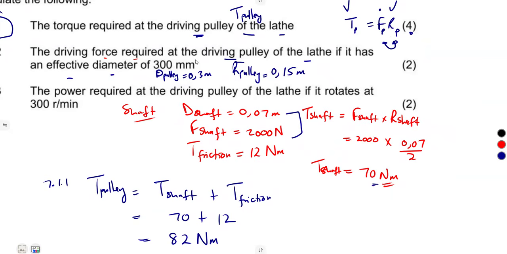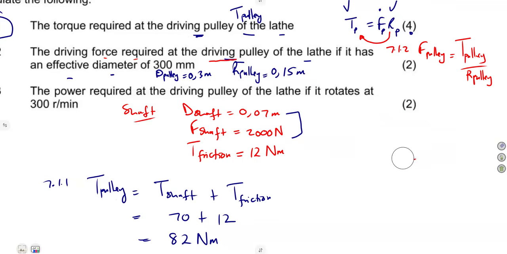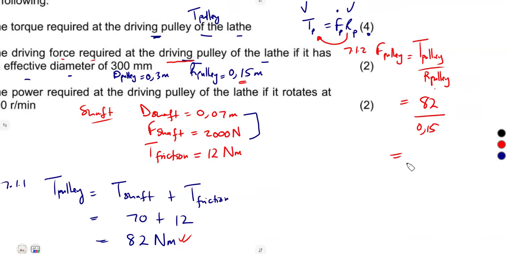So you can have the driving force required at the driving pulley. You are still working with the pulley, so this is from this formula. We can have it as the subject. So for 7.1.2, the force of the pulley is simply going to be the torque of the pulley divided by the radius of the pulley, just like that. With this information, you are done. Simply divide: 82 divided by the radius of the pulley, 0.15. That is going to give us the force of the pulley in this case.